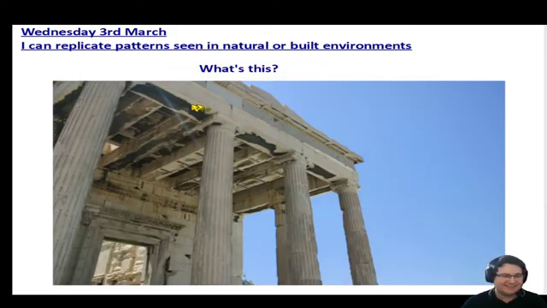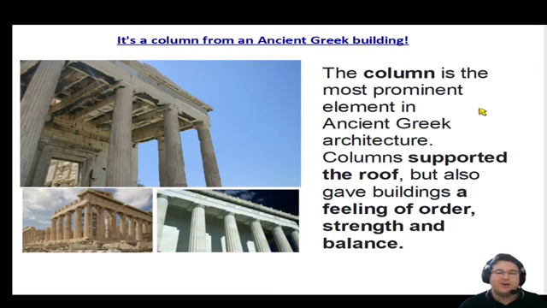Okay, here it is. This is a Greek building. And what are these called? You might have seen them around and about, even here in England. These are called columns, and they were built in the time of ancient Greece.